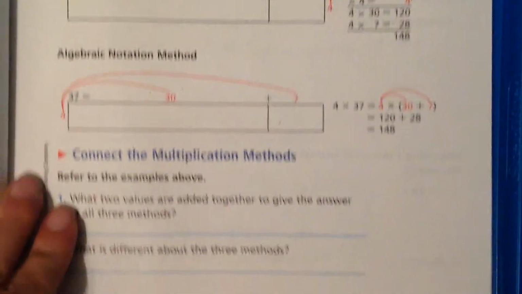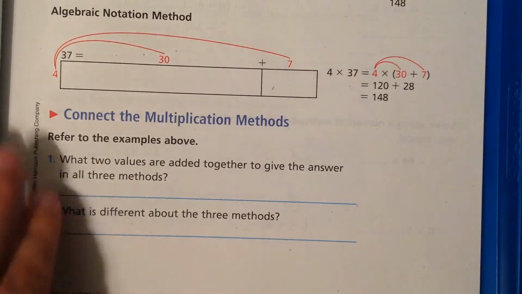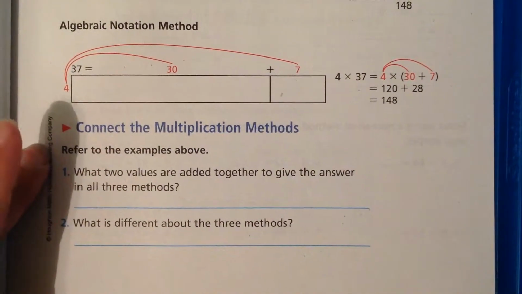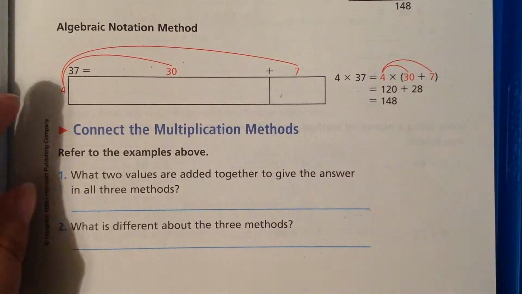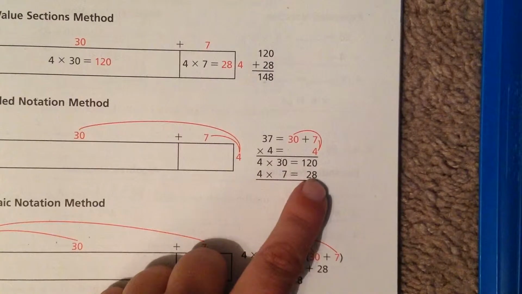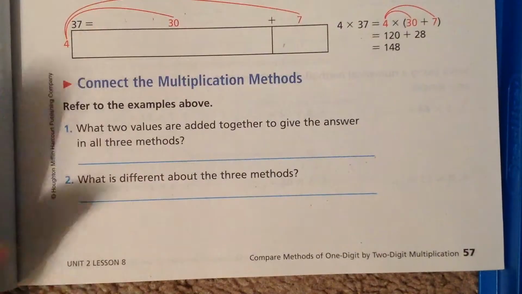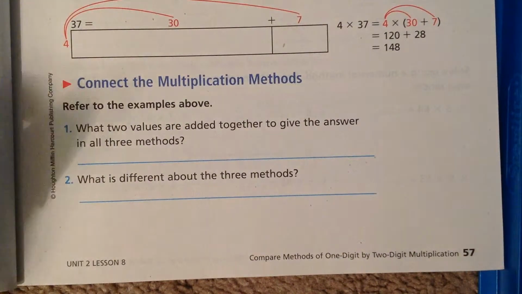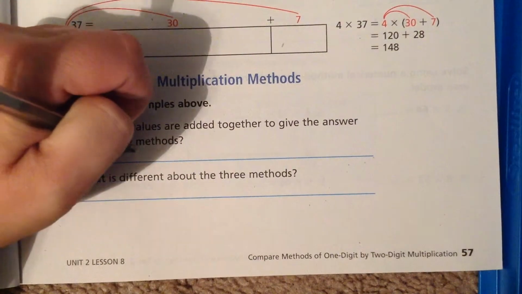So look at questions 1 and 2 below, where it says connect the multiplication methods. Refer to the examples above. Number 1. What two values are added together to give the answer in all three methods? Well, if I go back up and refer to my methods, I'm going to notice the answers that are always added together are 120, 28, 120, 28, and 120, 28. So therefore, my answer for question number 1 is 120 and 28.